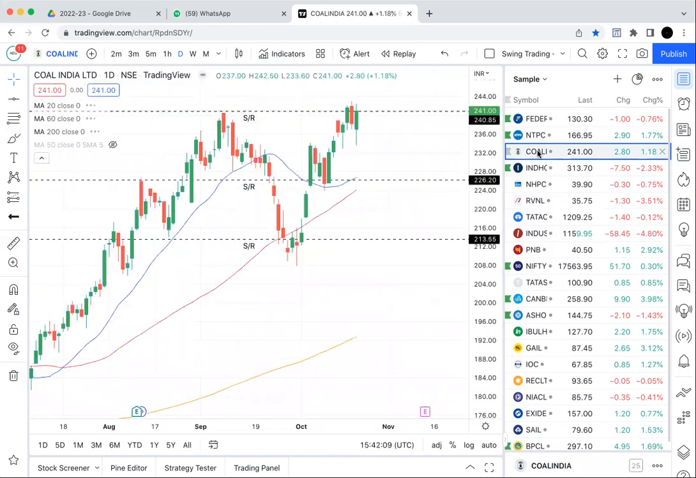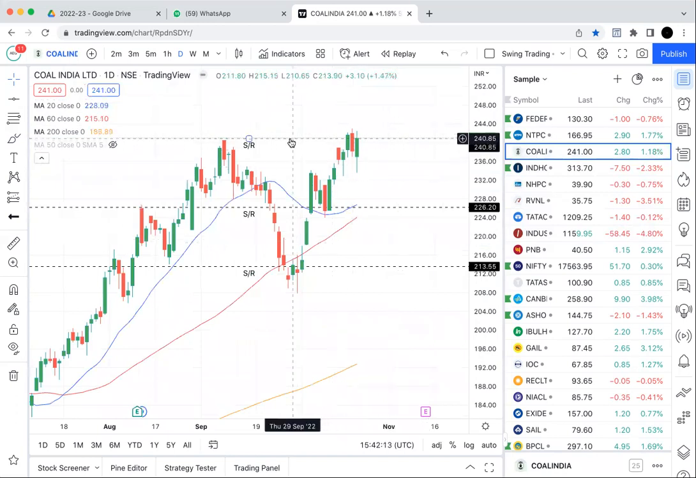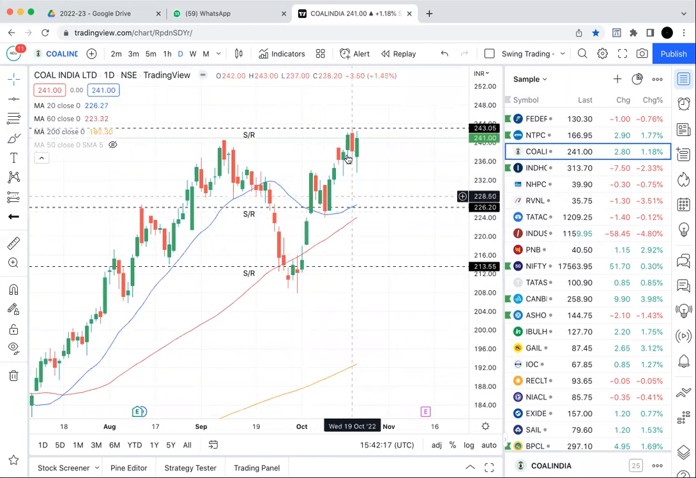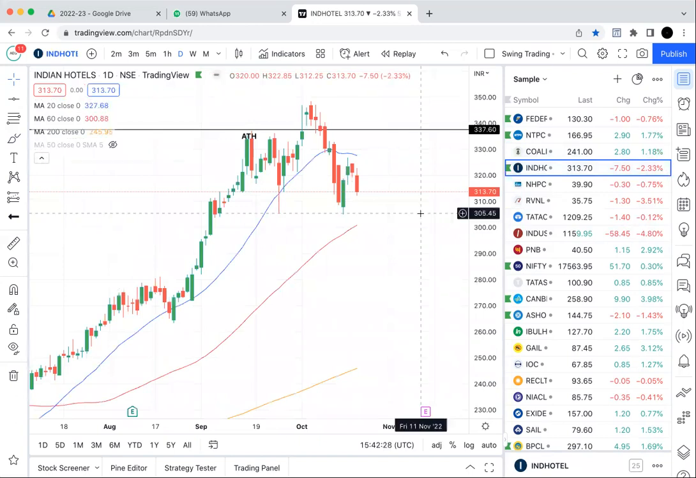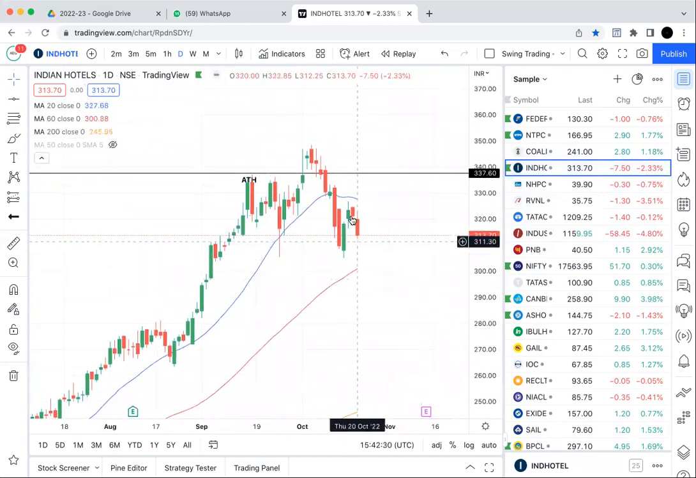Coal India, all right. The support and resistance lines have already been drawn here. Look at that. Let me move that up a little bit further. All right, there it is. So basically what could happen is the price would move up and down right here. Okay, Indian hotels, same thing. Look at that, there's a swing right here.